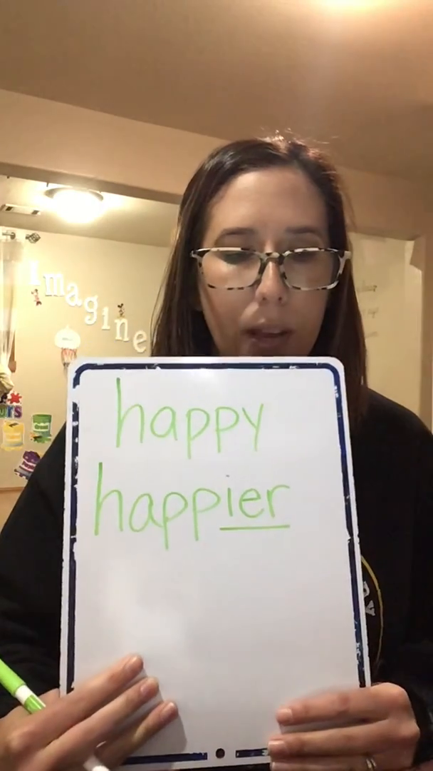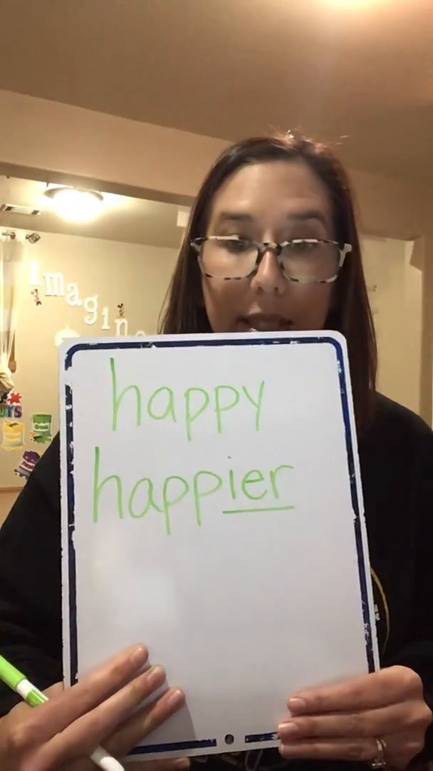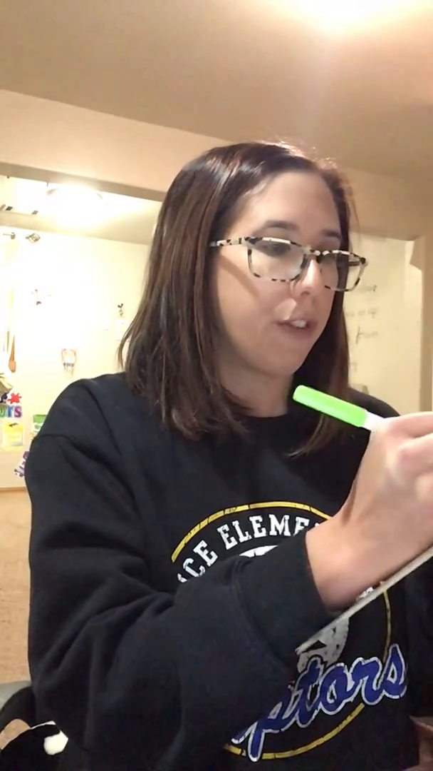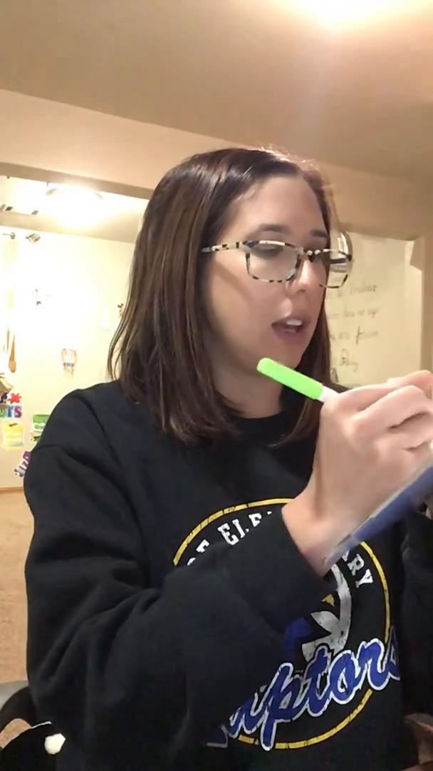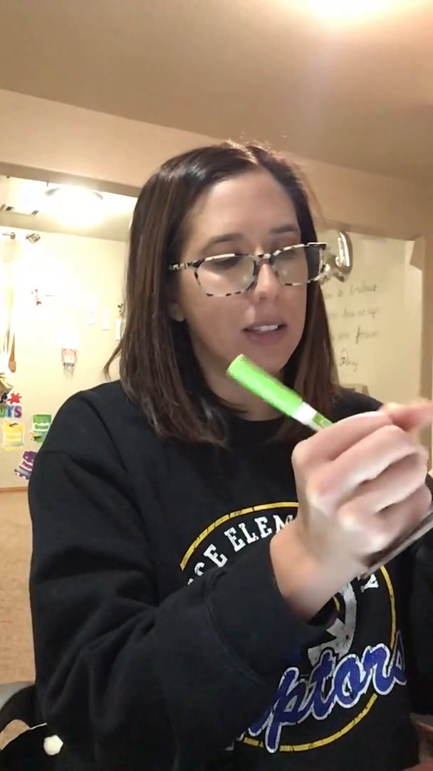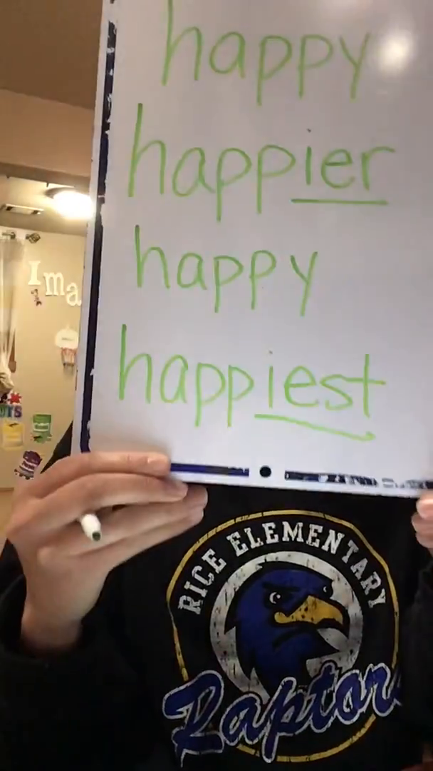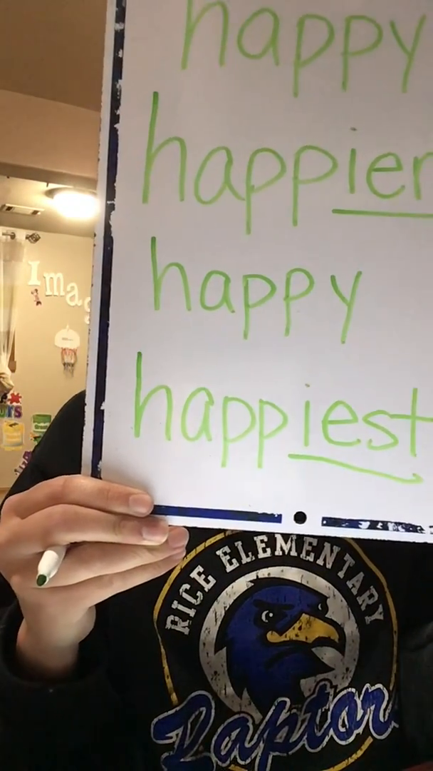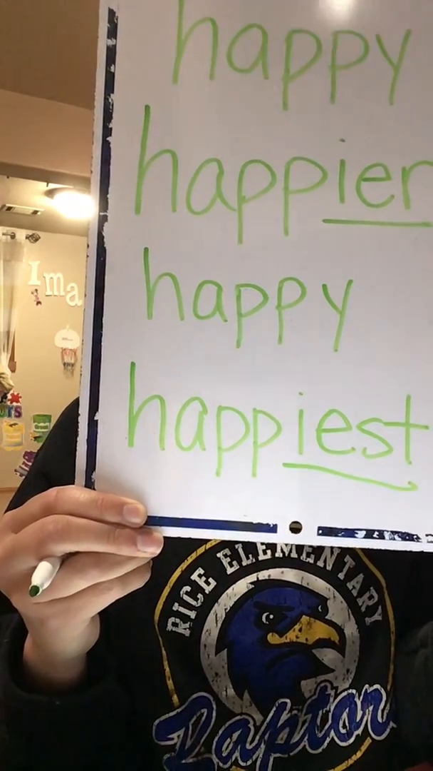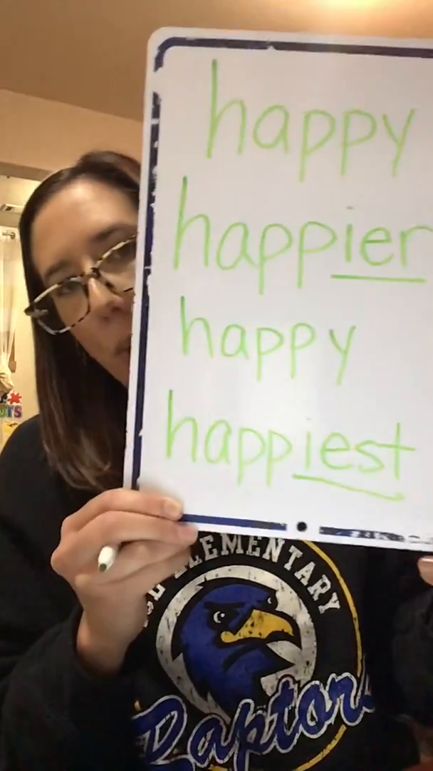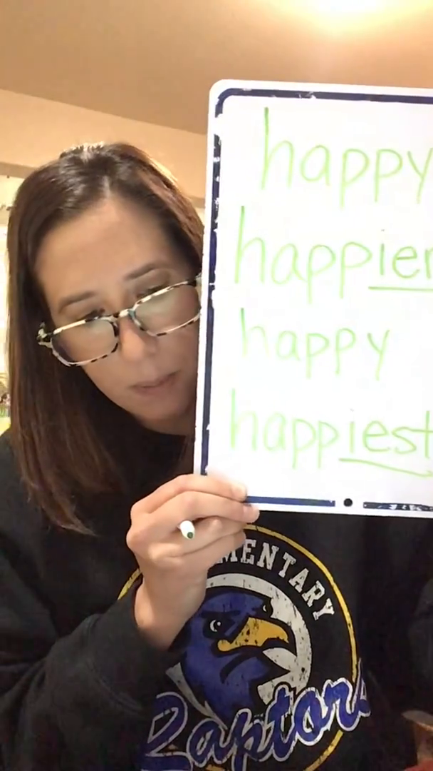Happier. Same thing, if we start with the word happy for happiest, I have to take away my Y and add an I. Happiest. Okay? In the word that ends with a Y, change the Y to an I and add the ending.